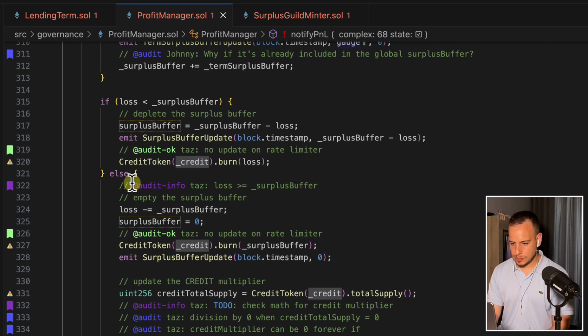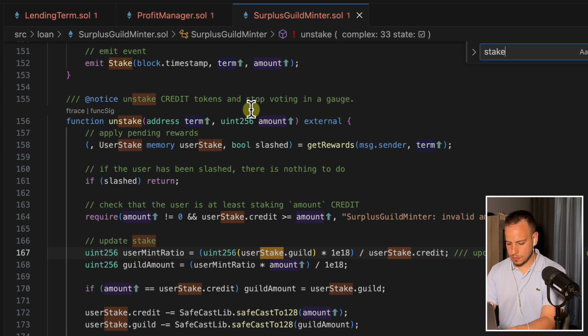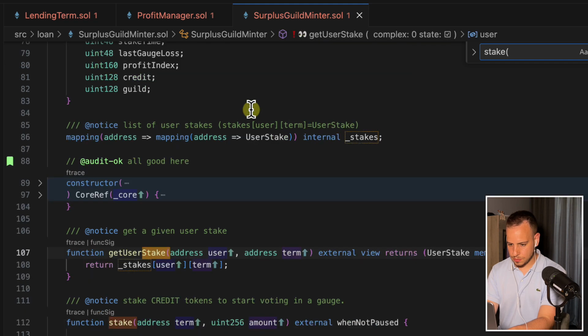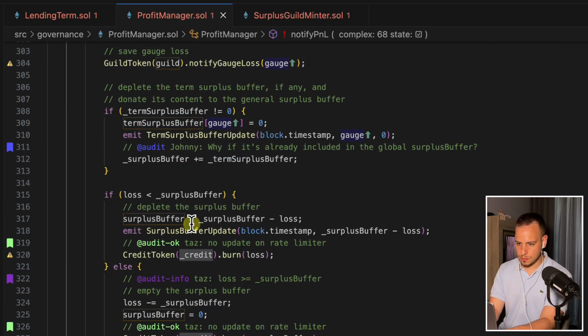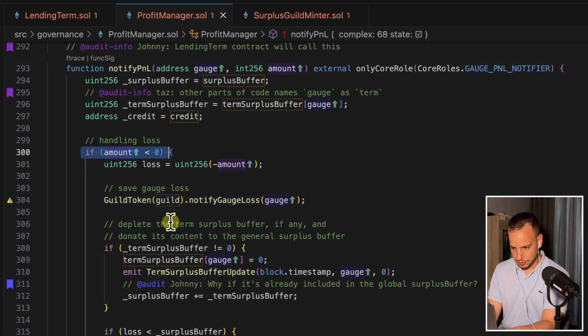Stakers of surplus guild minter will get slashed if this notify PNL reports a loss. Yeah, so if this amount is minus, as you can see here, if it's lower than 0, we notify gauge loss.